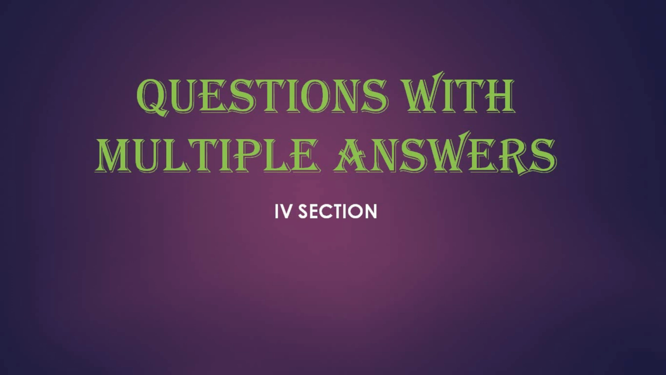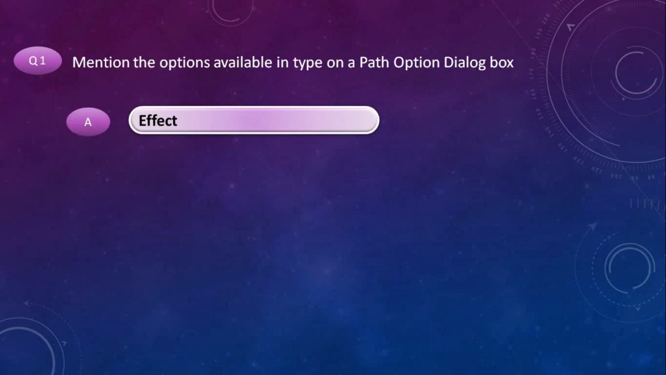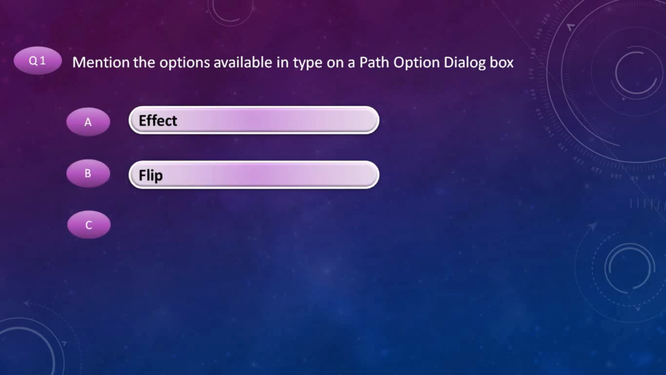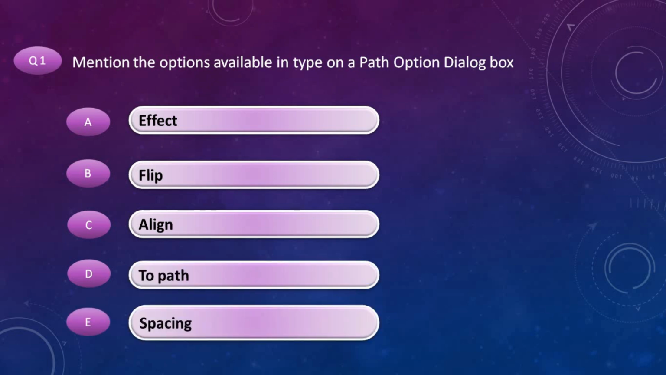So last session we had questions with multiple answers. Here comes the first question. Mention the options available in type on a path option dialog box. Effect, flip, align, to path, spacing. The options available in type on a path option dialog box are effect, flip, align, to path and spacing.